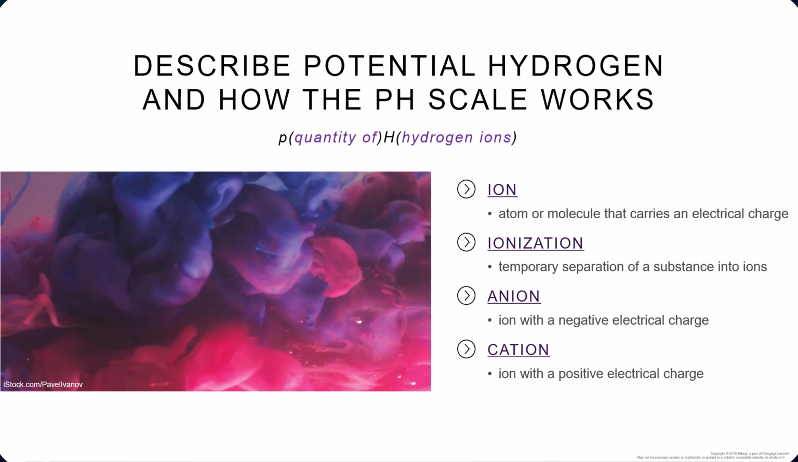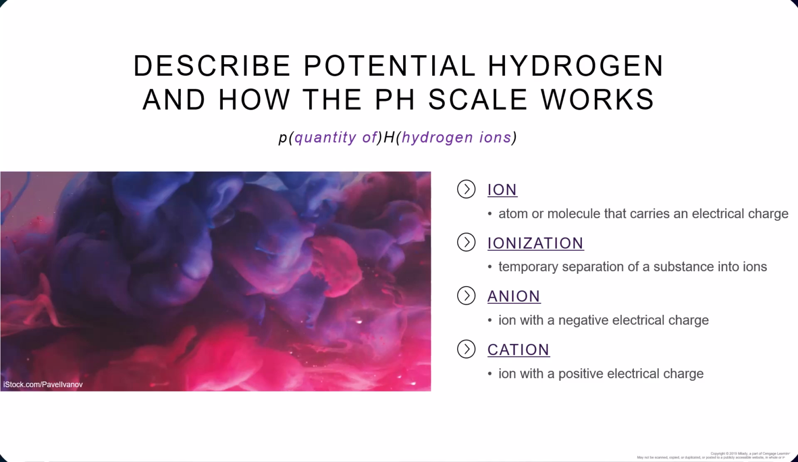Potential hydrogen is abbreviated pH, and it's written with a small p, which represents the quantity, and a capital H, which represents the hydrogen ion. So pH just stands for the quantity of hydrogen ions, which is the potential hydrogen. An ion is an atom or molecule that carries an electrical charge, either positive or negative. Ionization is the separation of an atom or molecule into a positive or negative ion.